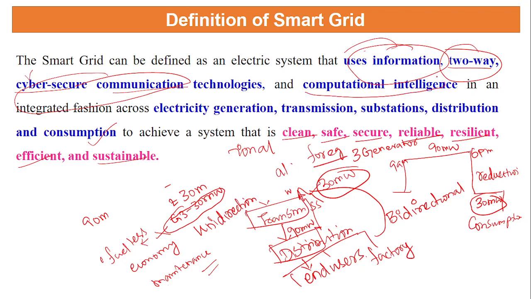After that, we need to predict the data. That's why we can say that it is computational intelligence, and everything is computed together, and it forms the generation, transmission, substation, distribution and consumption chain. So what is the output of the smart grid? Now you can see the output of the smart grid is clean, safe, reliable, efficient and sustainable. So these are the examples and the definition of the smart grid.